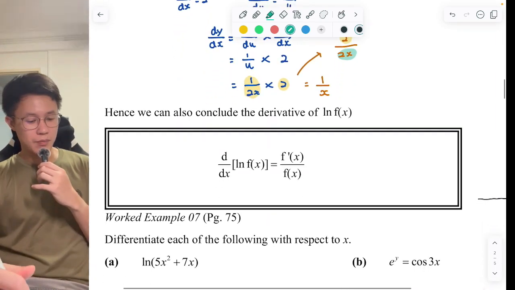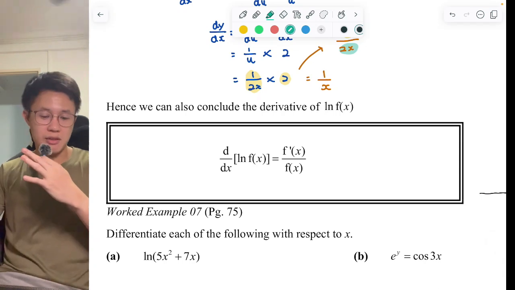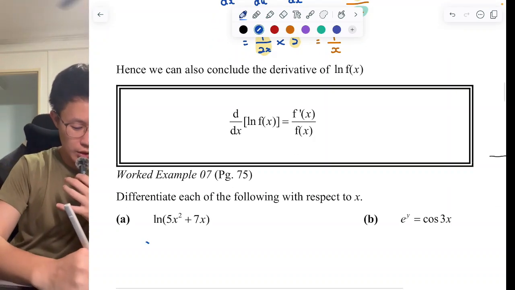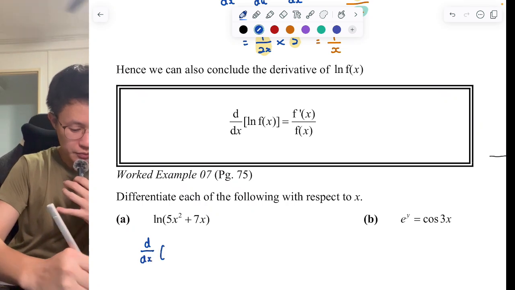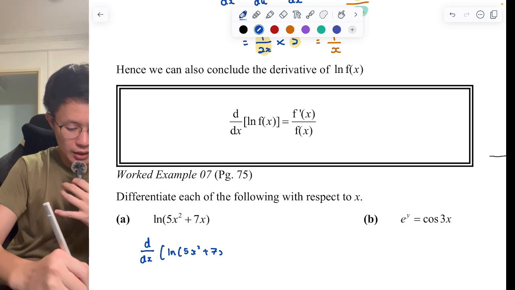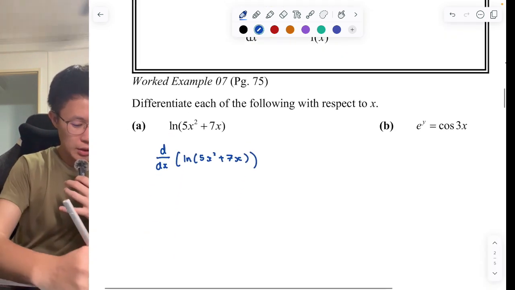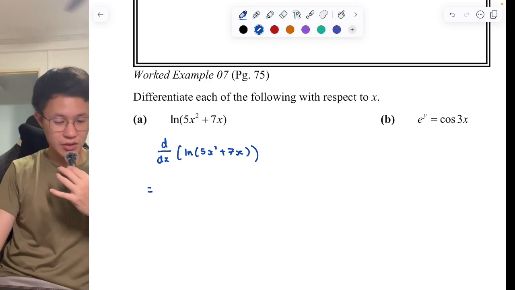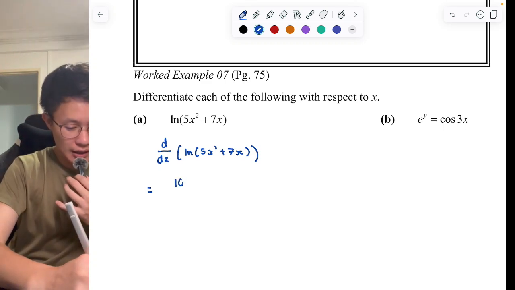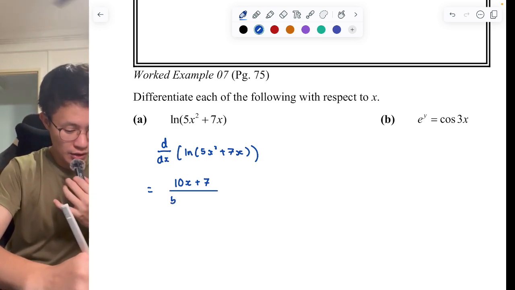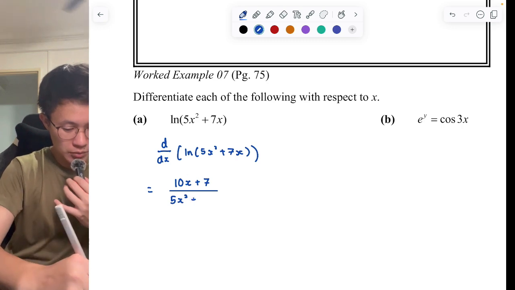And from here, we can go ahead and differentiate all kinds of natural logarithmic functions. Over here, we have the differentiation of ln of 5x squared plus 7x. Not too hard, but this is simply going to be a fraction. We differentiate what's inside the ln function, which is 5x squared plus 7x, and that gives us 10x plus 7. What is it divided by? Simply the original function that you see there, 5x squared plus 7x.